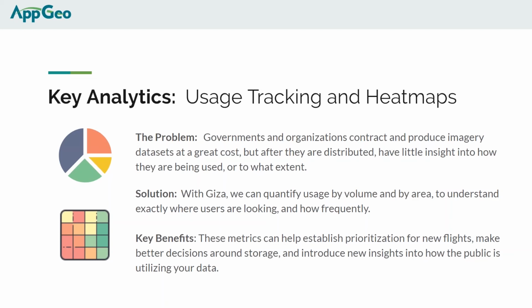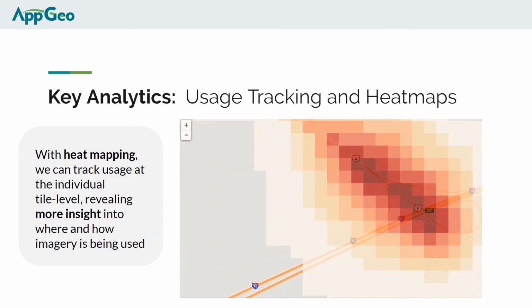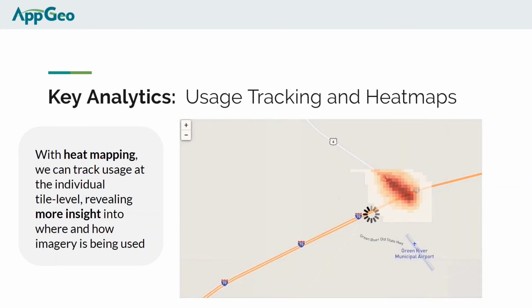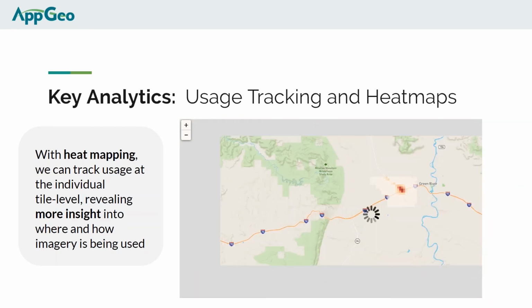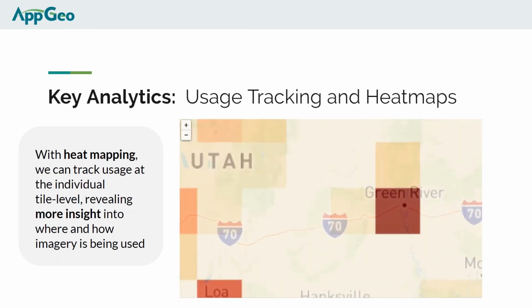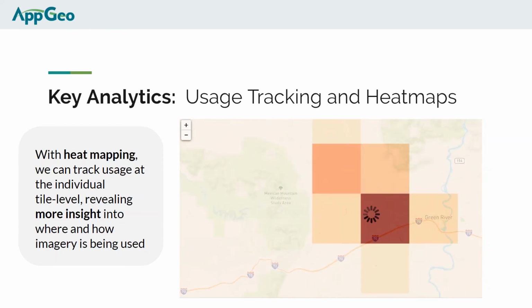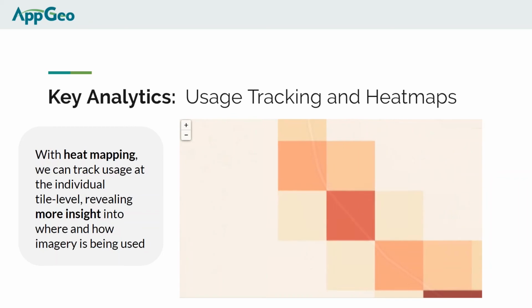With Giza's heat mapping, at each zoom level, we can see in the form of a heat map the exact number of requests a given tile has had to be downloaded. And this becomes finer and finer as we zoom in. So here's an example from our Utah data. We can see Salt Lake City on the further out view. But surprisingly, we also see a large amount of usage in this more rural part of the state.